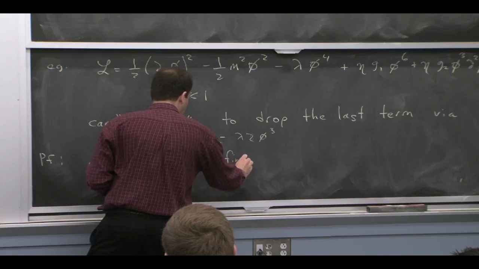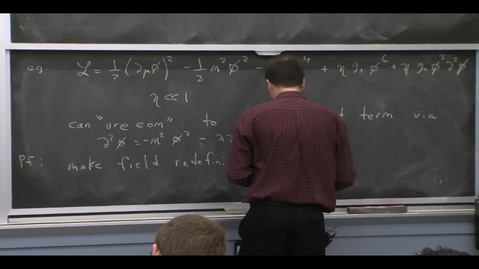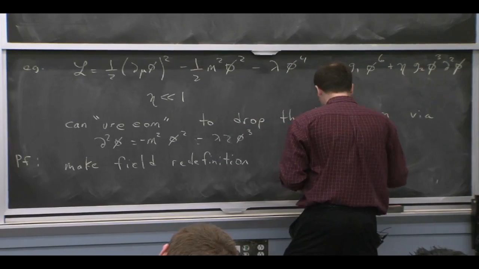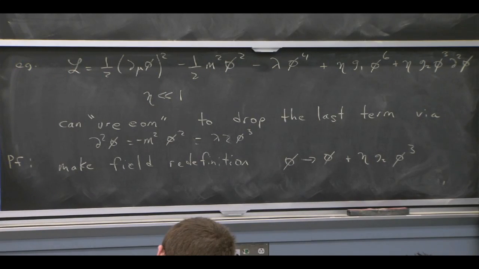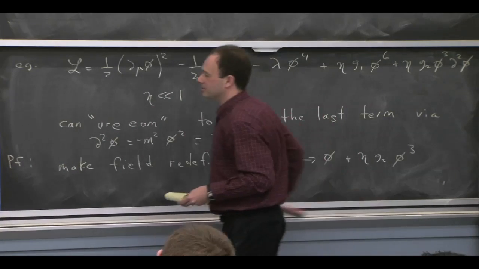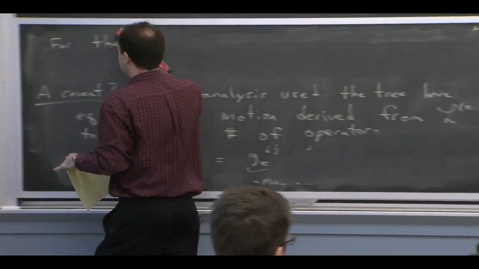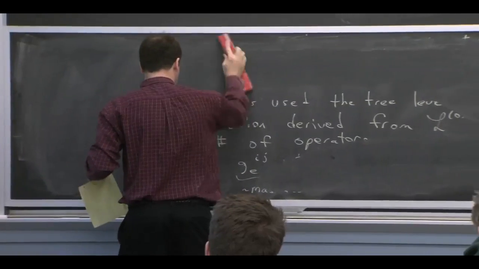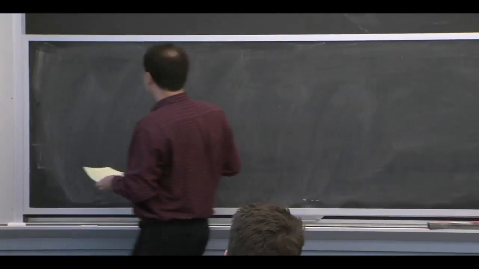Well, let's just use our theorem by making a field redefinition. So I claim after making this field redefinition here that something magical will happen, or something that we want will happen. I'm going to integrate by parts at will, which is often a convenient thing to do when you're making these field redefinitions.